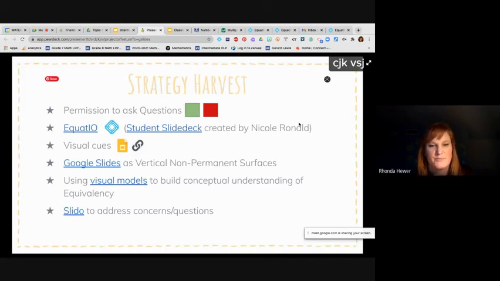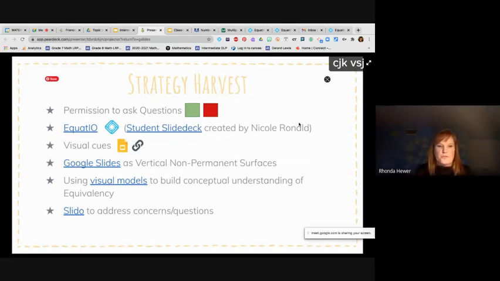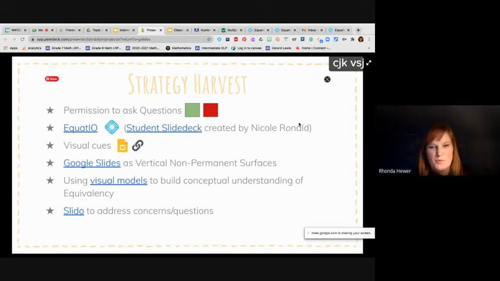I asked her if she had something that she uses with her students to get them familiar with the tools of Equatio. She's openly shared that student slide deck with you there. You have that link. Always embedding visual cues is very helpful to our students that have executive functioning challenges, as well as students in total. Again, we use Google Slides as vertical non-permanent surfaces, using visual models to build that conceptual understanding. Oh, that shouldn't say equivalency. I'll fix that. And then the Slido to address any concerns.